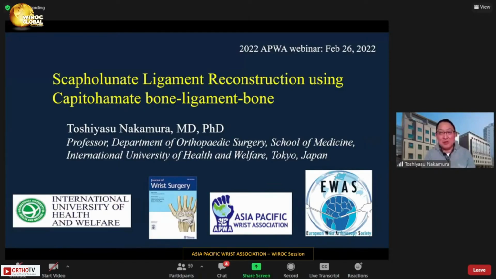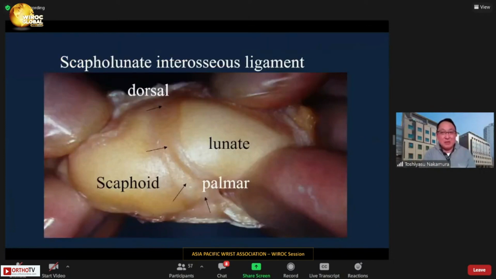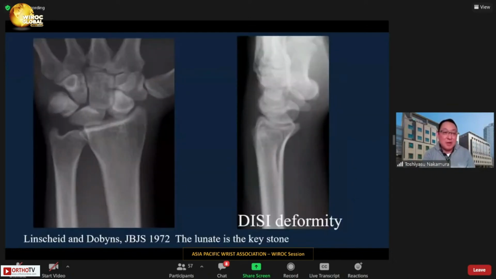It's not an arthroscopic technique, it's an open technique. The SL ligament, as described before, has a strong U-shaped connection between the scaphoid and lunate. The dorsal portion is much stronger than any other part, so the key point is the dorsal part. Also, there is a pivot point during flexion, extension, and radial-ulnar deviation passing through the dorsal part of the SL. So reconstruction of this area is quite important.